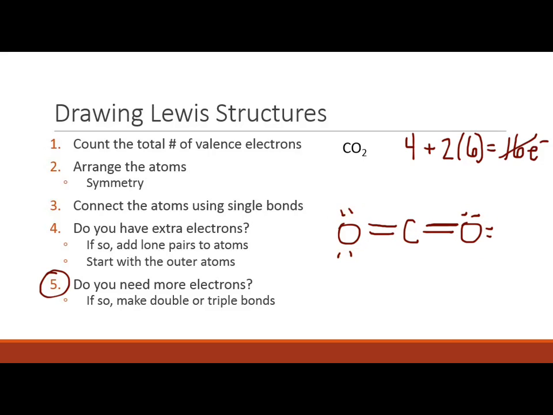And I've also made sure that this oxygen has 2, 4, 6, 8. This one has 2, 4, 6, 8. And if we count the carbon in the middle, it has 2, 4, 6, 8. So everybody has exactly 8 electrons, has an octet, which is exactly what we want for a nice stable molecule.